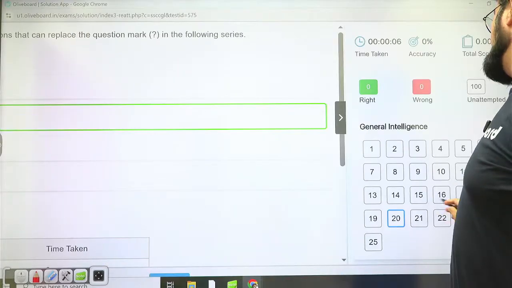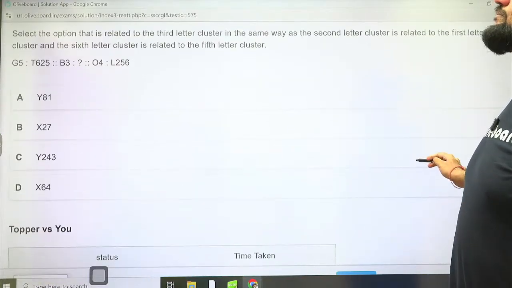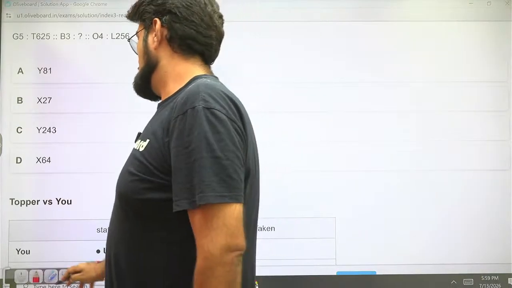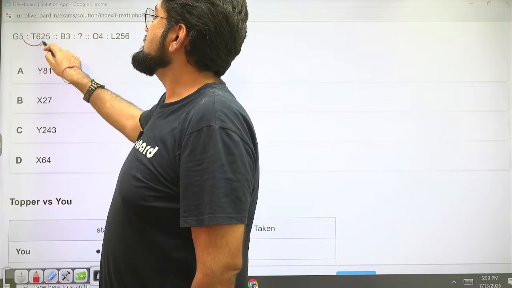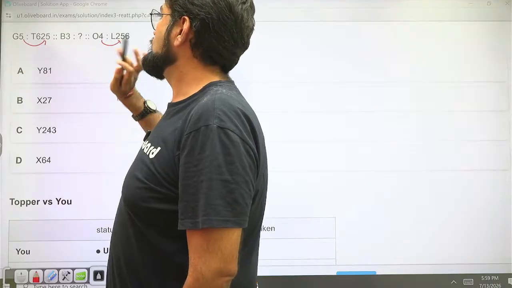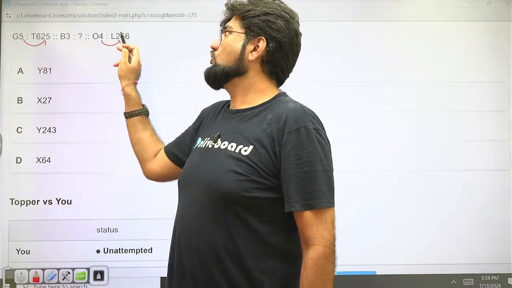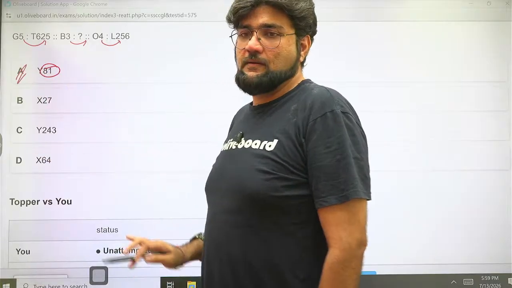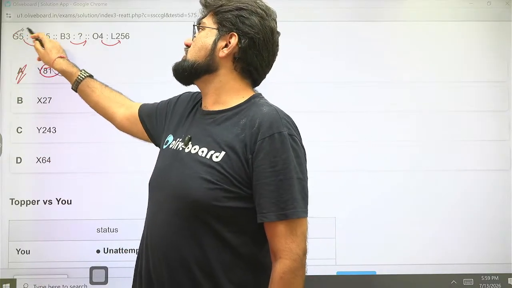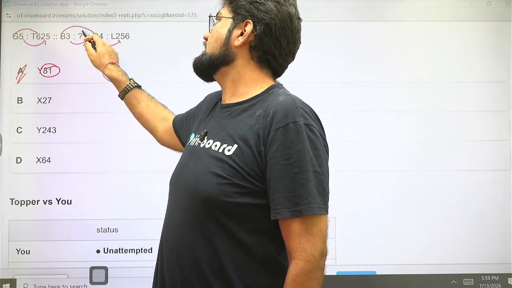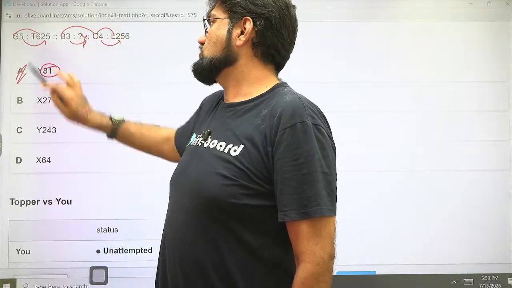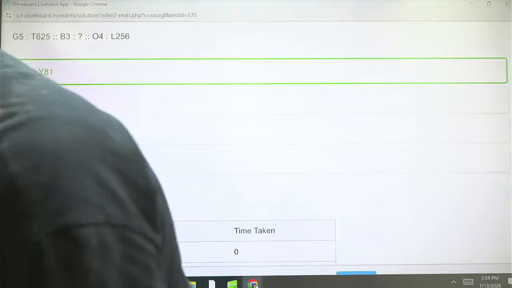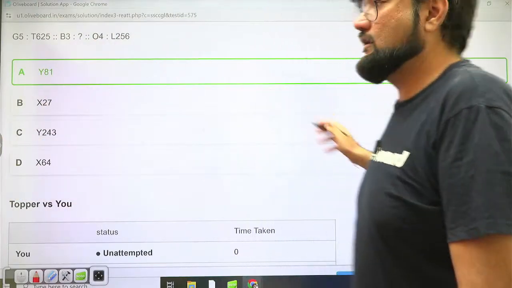31 seconds. Next. Okay. Analogy. 5 and 625, 4 and 256. So we are well aware, 5 power 4, 4 power 4. 3 power 4 is 81. So option A has to be my correct answer. Apart from that, what is the logic? G opposite is T, B opposite is Y, O opposite is L. So Y81, option A is the correct answer. Yeah, perfect. Good. Next.